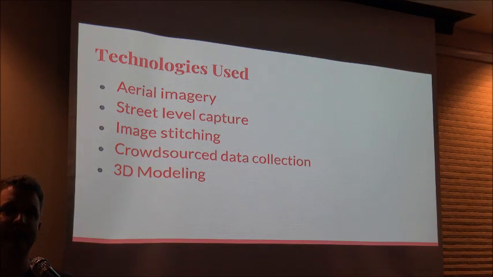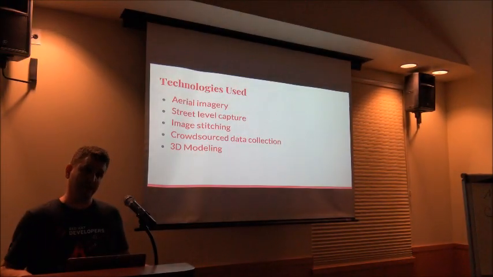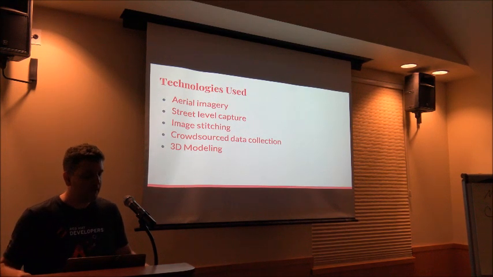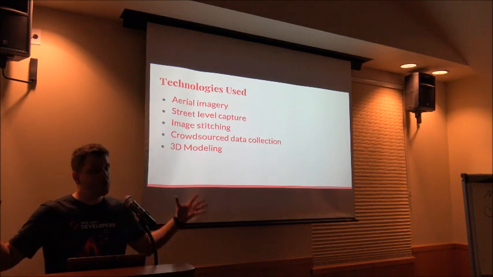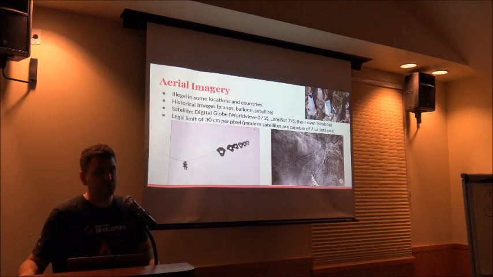So the technology they use to build this tool is aerial imaging, obviously. They have technology around capturing images and data at the street level, the ground level. They use image stitching technology. I'm going to go through all of these briefly. They use a lot of crowdsourced data collection, and I'll explain what that means. It's actually a very common way for big organizations to build technology anymore. And then 3D modeling. These are all the technologies that they combine together to make this amazing tool.